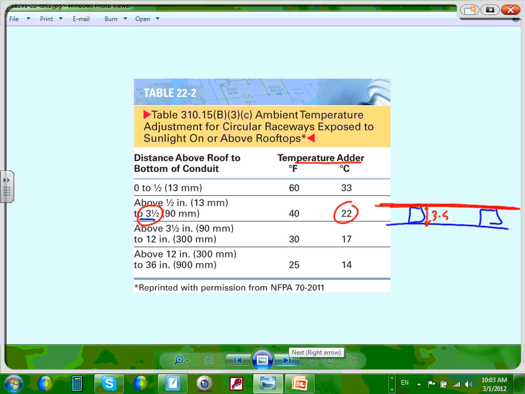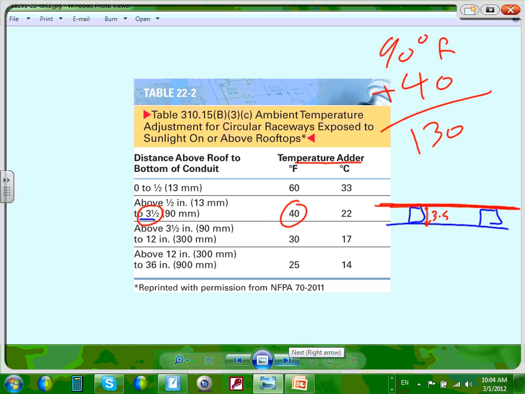And then I have to add 22 degrees. So if my ambient temperature, like in Minnesota, is say 90 degrees Fahrenheit, I need to add another 22 if it's on the roof. What did they say? 40? Yeah. Oh, Celsius. No, don't go Celsius, Chad. We're Fahrenheit. We can't add Celsius to Fahrenheit, like apples and oranges here. 40, that will give you 130 degrees Fahrenheit. Done. So you have to derate based on 130 degrees Fahrenheit.